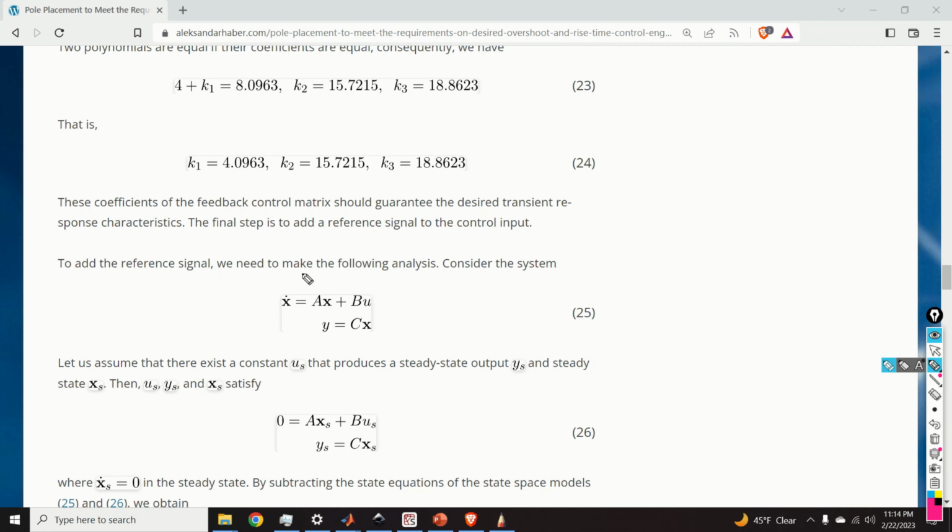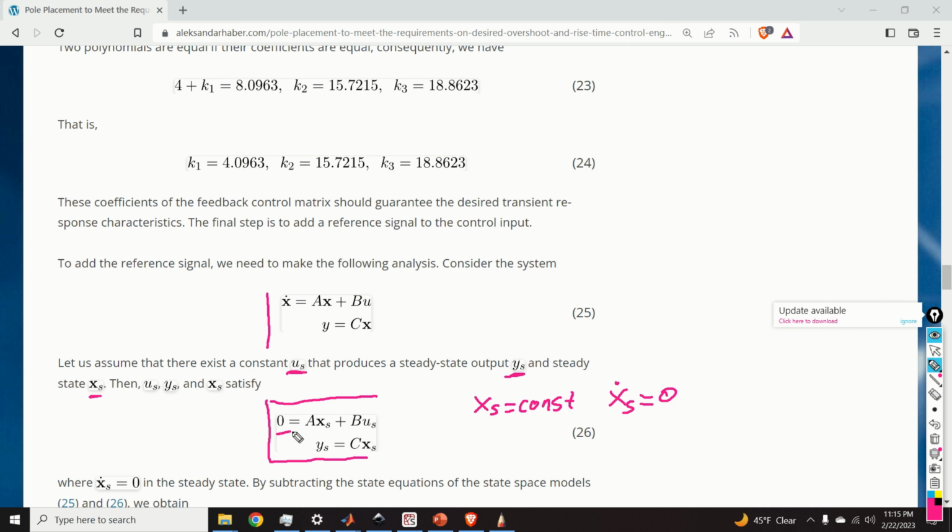To add the reference signal, we perform the following analysis. Let us consider our original system, and let us assume that there exists a constant input that produces a steady-state output and steady-state state. Then input, output, and the steady state need to satisfy these two equations. Basically, if the steady state is constant, then its derivative is equal to zero, and consequently we have a zero over here.